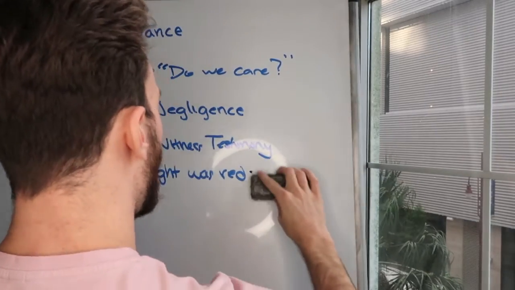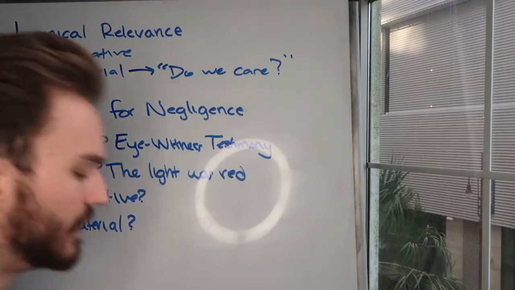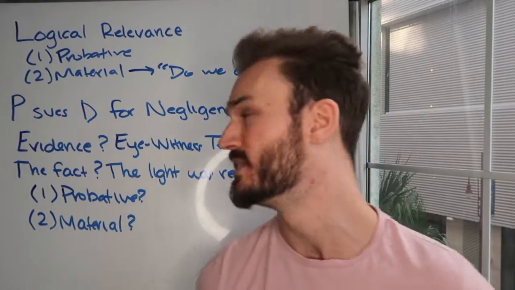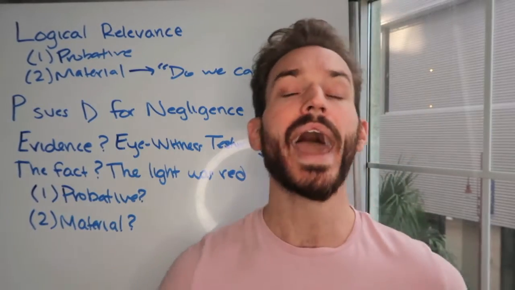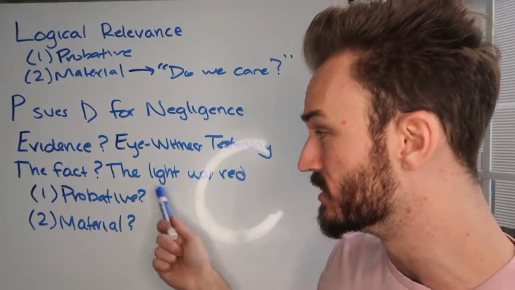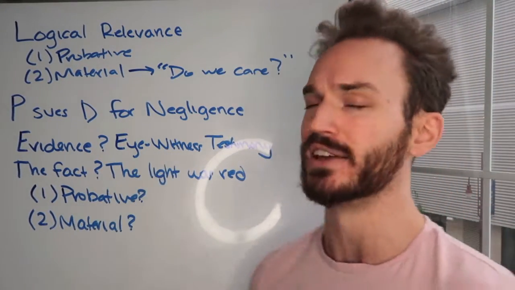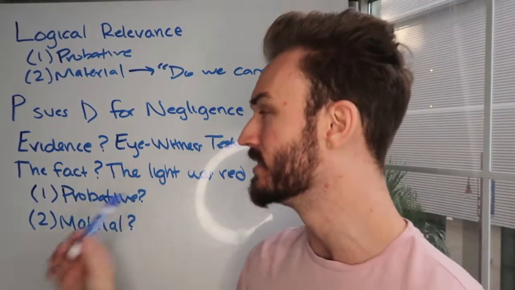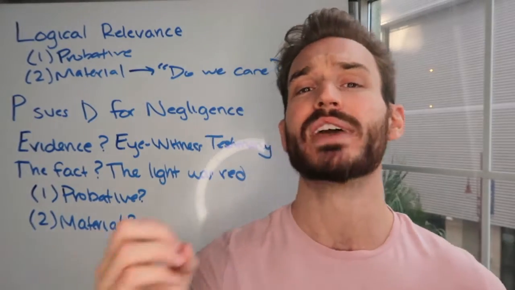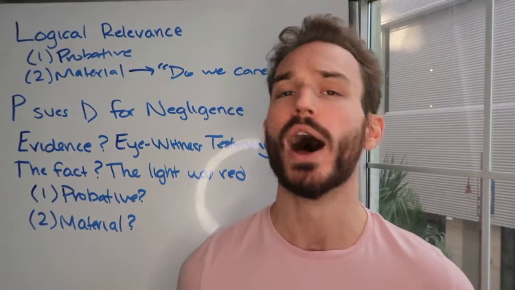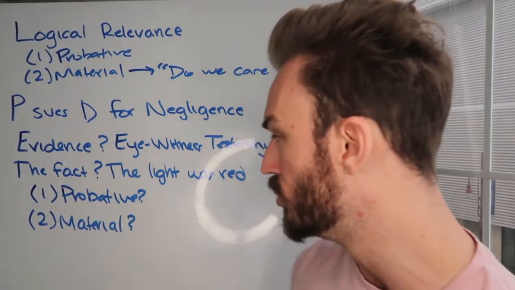Let's throw in one more. Let's say that instead of eyewitness testimony, the witness doesn't say, I was at the scene and I saw it with my own two eyes. The witness says, I had a dream the night before the accident that the light was red. So the fact is still the light was red, but now the witness is saying, I had a dream that the light was red. Well, does the fact that the witness is saying I had a dream have any tendency to make the fact that the light was red any more or less probable? No, right? Having a dream has nothing to do with whether the light was red.